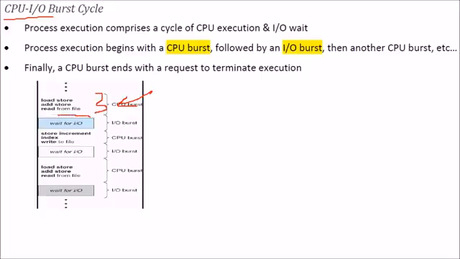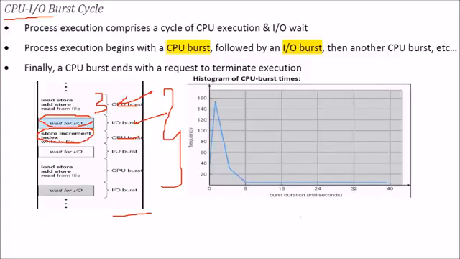So this is where the CPU burst is going on. Now the process is waiting, so this is the input output burst. Now again the CPU is operating on it, so it is a CPU burst. Likewise, this goes on and on. So this is a cycle, and when the CPU burst ends, there is a request to terminate the execution. Now what we see here in the histogram is the frequency of occurrence and the burst duration in milliseconds. At the start it is very high, then it becomes a kind of constant.